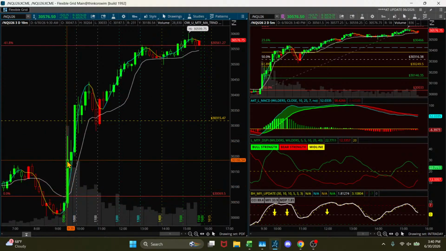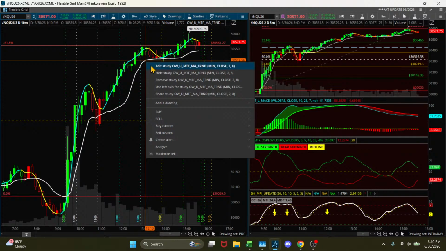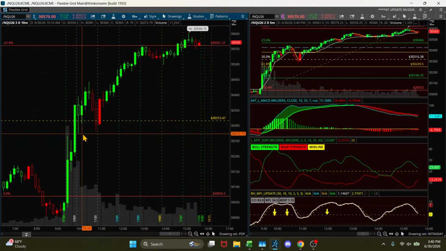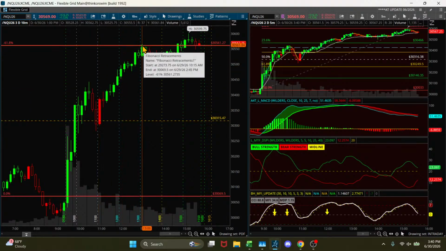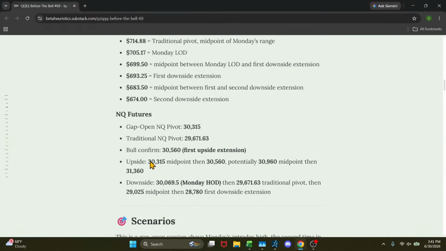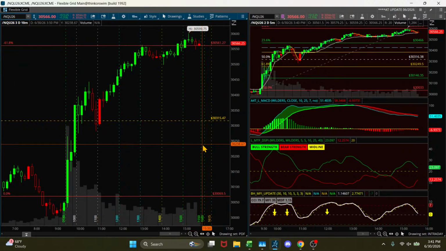After that first 10-minute candlestick, you have movement higher for the first hour. The backtest is holding higher lows relative to the low of day. Higher lows result in higher highs, pushing higher. And this is really just a clean uptrend that tested the first upside extension, 30,560, 30,960. High of day 30,599.75.